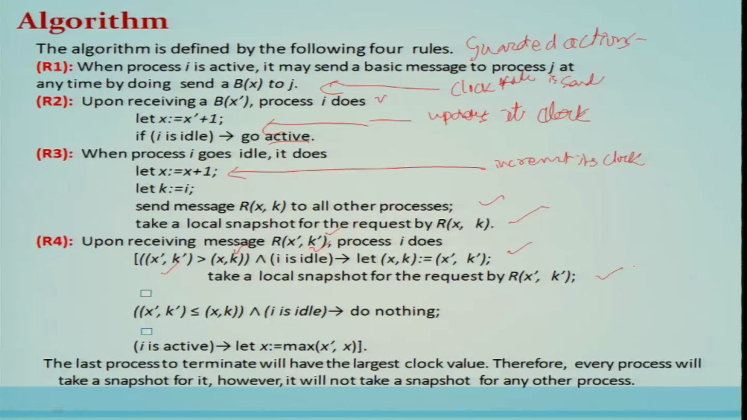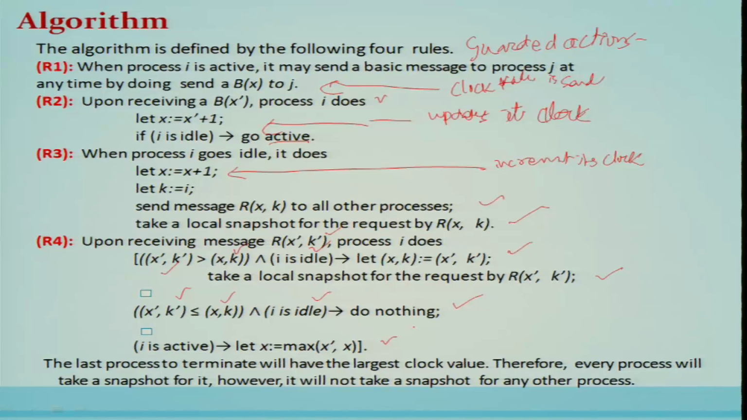Now if the clock value which is piggybacked inside the message has a lesser value, and i is idle, then it will not do anything. Why? Because the existing process, that is i, is finished or idle or terminated after the receipt of the message, so nothing has to be done.